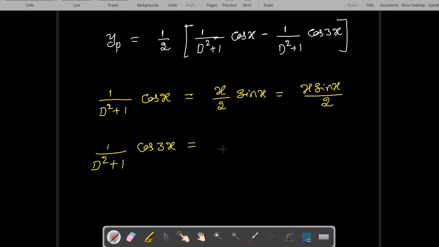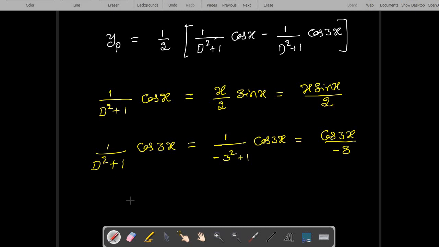And here we do not have any issue. We can replace d square with minus 3 square. So 1 by d square will be replaced with minus 3 square plus 1 into cos 3x. So this will be cos 3x divided by minus 8. Okay, remember one thing, whenever we get sin ax or cos ax, we replace d square with minus into a square. Okay, so now we can substitute it here.